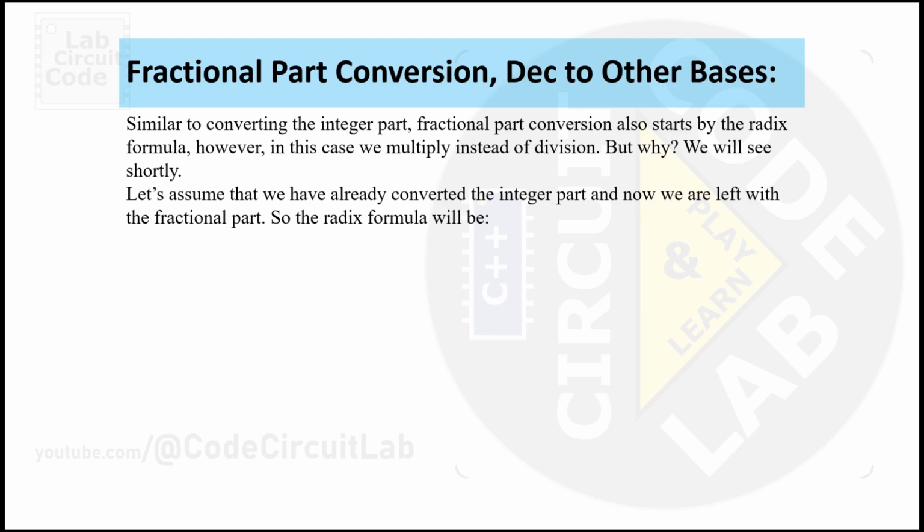Now let's talk about the fractional part conversion, decimal to other bases. Similar to converting the integer part, fractional part conversion also starts with the radix formula. However, in this case we multiply instead of divide. But why? We will see shortly. Let's assume that we have already converted the integer part and now we're left with the fractional part. So the radix formula will be something like this: a minus 1 multiplied by r to the minus 1, and so on.